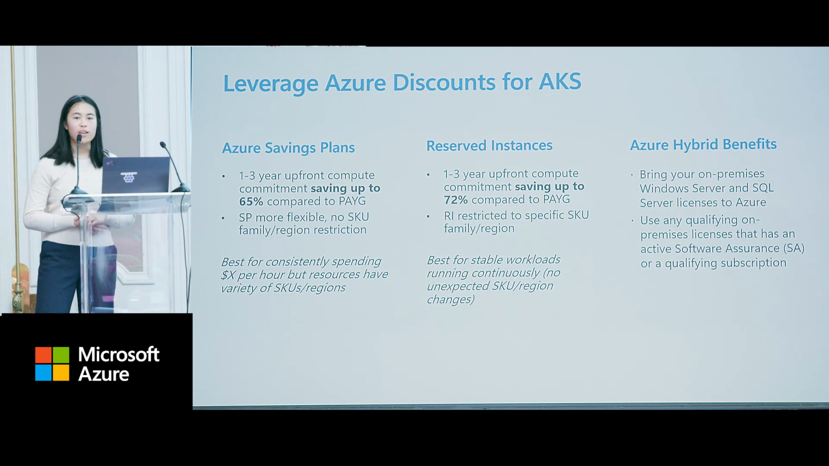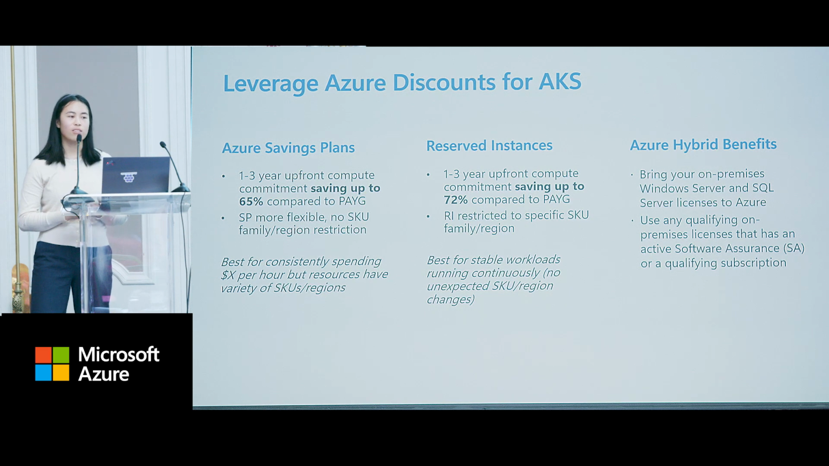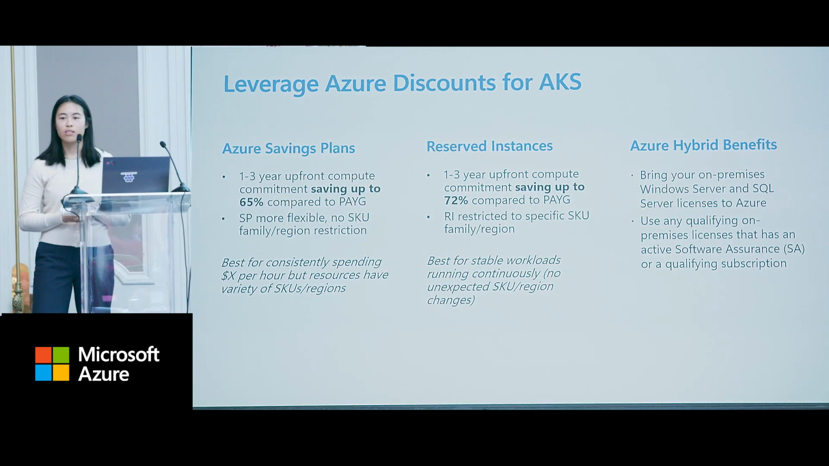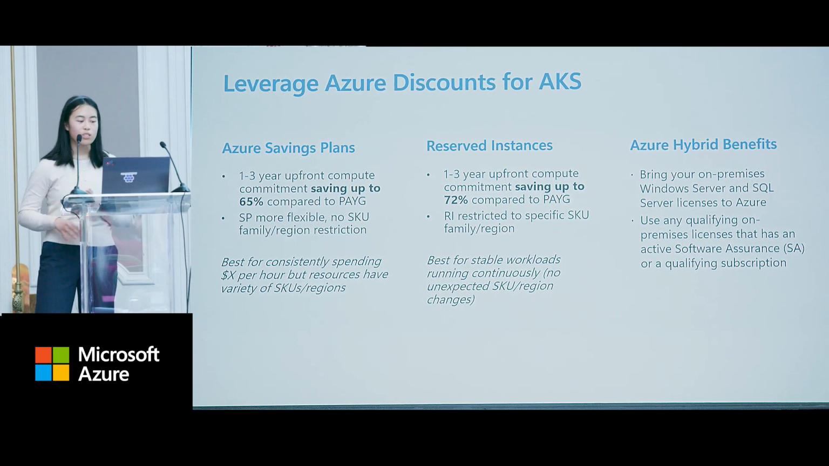Reserved instances are best for stable workloads, so if you have workloads consistently running that have the same SKU, same region, you don't expect any changes there, reserved instances are a great discount plan. Savings plans are a bit more flexible if you have resources in different regions or SKUs, but you have a consistent hourly spend. That is probably a better option.